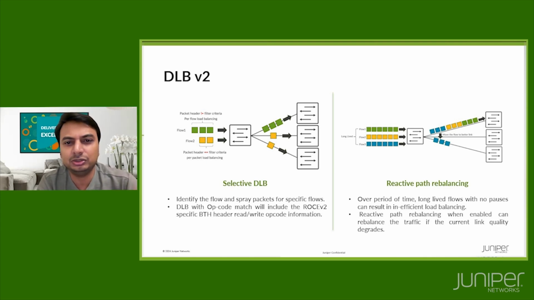Other than that, Juniper is also working on providing a configuration option to control the bucket size or the table size assigned for each ECMP next hop. So these are some of the aspects that Juniper is working on.